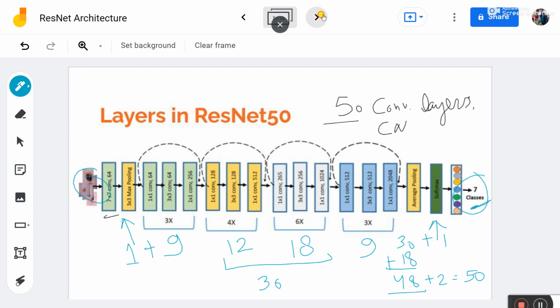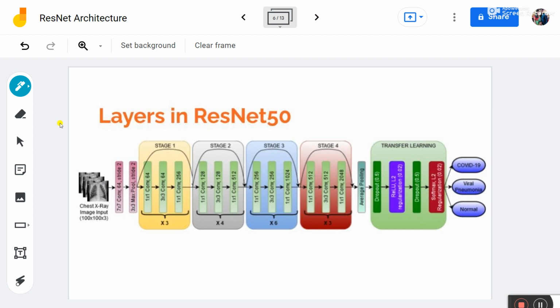All right. So coming next, so here we are having example of chest X-ray image input, which is having 100 cross 100 resolution in terms of pixels, and 3. All right. So what is the 3 here? That is the RGB. So it's a color image. So we are having RGB. So 3 channel is there, and it is going to define here.